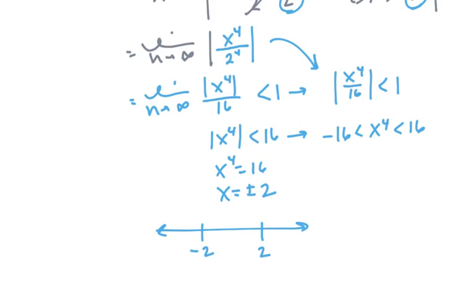So let's pick a number down here, negative 5. Negative 5 to the 4th is a positive 625, so that's too large. 5 to the 4th is positive 625, that's too large. 0 is 0, and that's correct, because the absolute value of 0 to the 4th is less than 16. So that means our interval of convergence is negative 2 to 2.